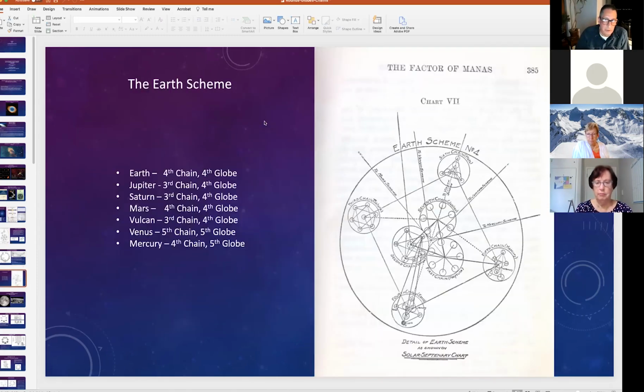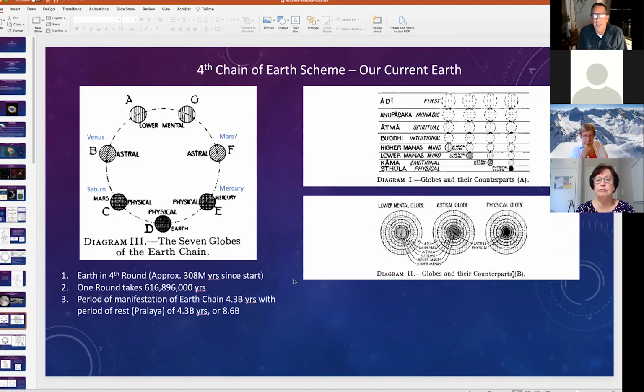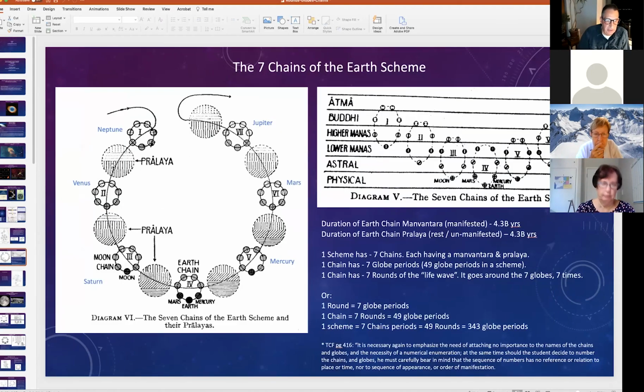human eyes. And then we looked at this close-up map of the Earth scheme. This is from Cosmic Fire. And we compared all the other planets that we know of. DK says there's many others that we don't, that are in different stages of their life cycles that aren't visible. And another thing to keep in mind is that, so now we're talking about the Earth chain, right? We're talking about this chain, the fourth.